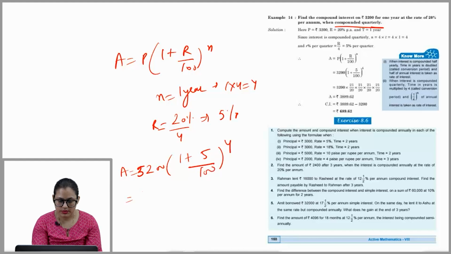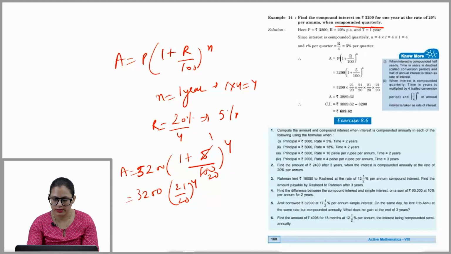Now you will write here P is 3,200, rate has become 5% and time has become 4. So this is 3,200. 5 ones are 5, now 21 by 20, 4 times. Then you will calculate this and you will get the amount, and for finding compound interest you will subtract principal from the amount, right? Note: when interest is compounded half yearly, time in years is doubled, called conversion period, and half of the annual interest is taken as the rate of interest, which I already told you. And 2, when interest is compounded quarterly, time in years is multiplied by 4, called conversion period, and 1 by 4th of the annual interest is taken as the rate of interest.